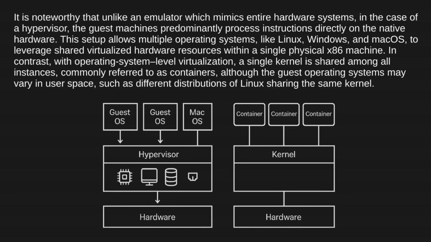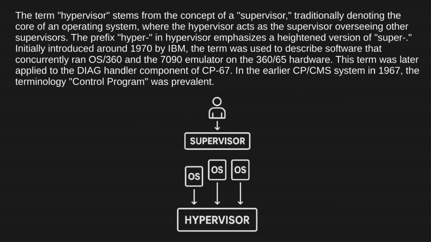The term hypervisor stems from the concept of a supervisor, traditionally denoting the core of an operating system, where the hypervisor acts as the supervisor overseeing other supervisors. The prefix hyper in hypervisor emphasizes a heightened version of super. Initially introduced around 1970 by IBM, the term was used to describe software that concurrently ran OS/360 and the 7090 emulator on the 360/65 hardware. This term was later applied to the DIAG handler component of CP67. In the earlier CP/CMS system in 1967, the terminology control program was prevalent.